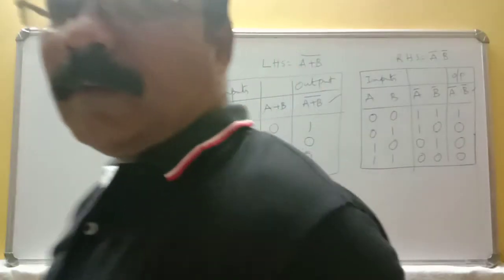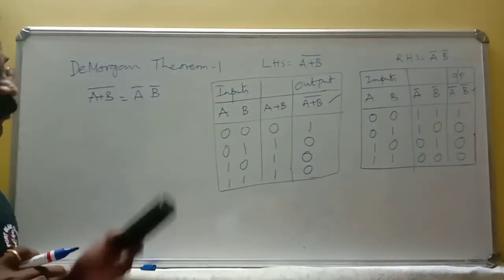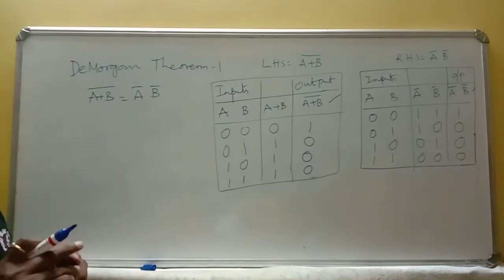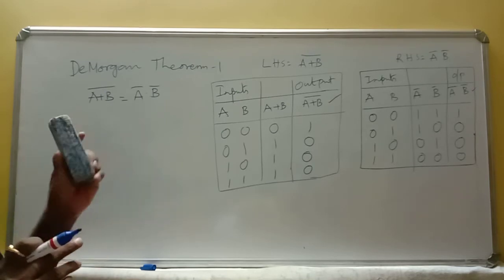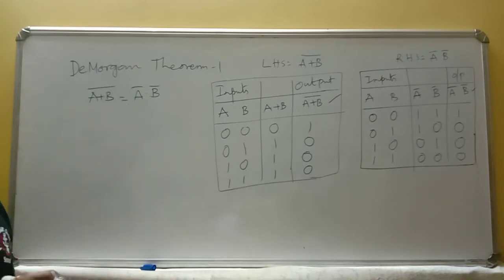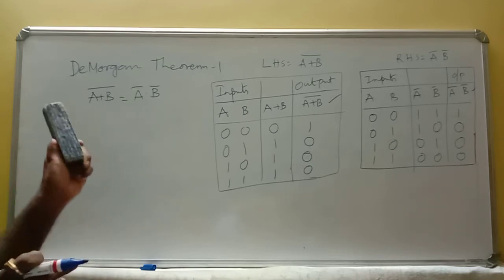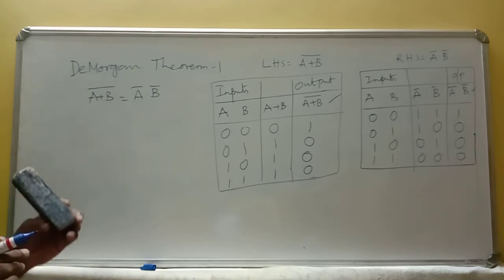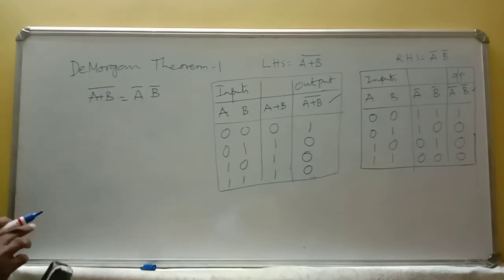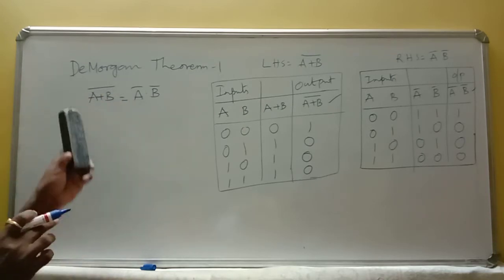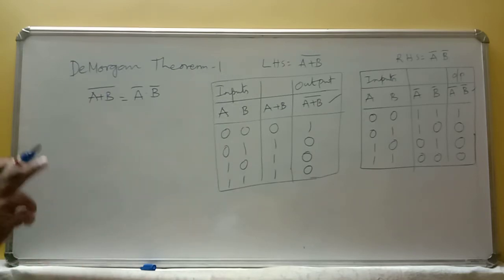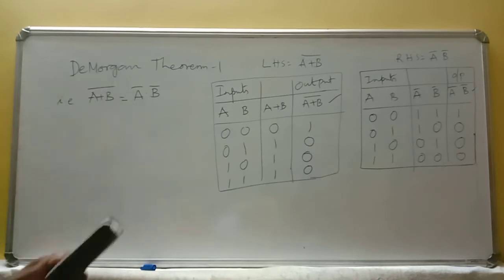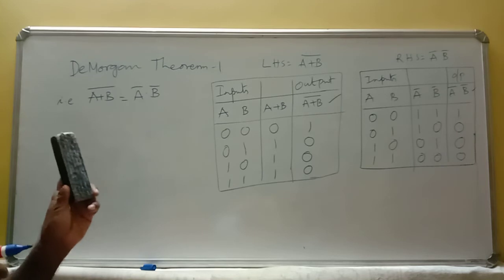Here, A plus B whole bar is equal to A bar dot B bar. That is De Morgan theorem 1. I repeat the definition of De Morgan theorem 1: for any two variables A and B in Boolean algebra, the complement of the sum of two variables is equal to the product of their individual complements. That is, A plus B whole bar is equal to A bar dot B bar.